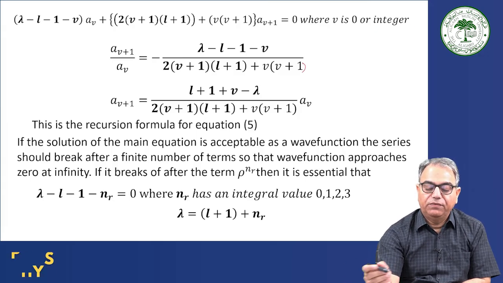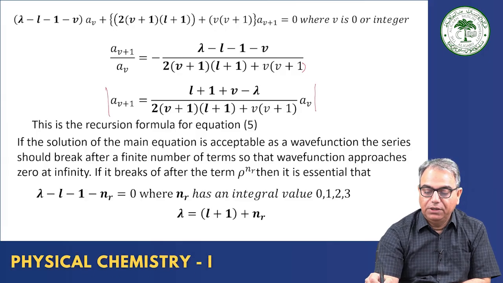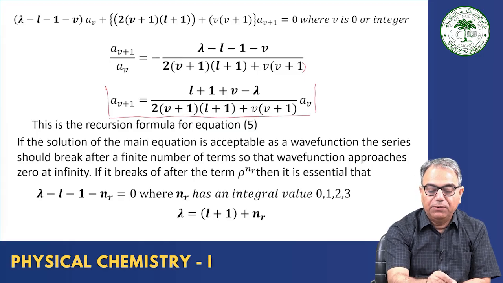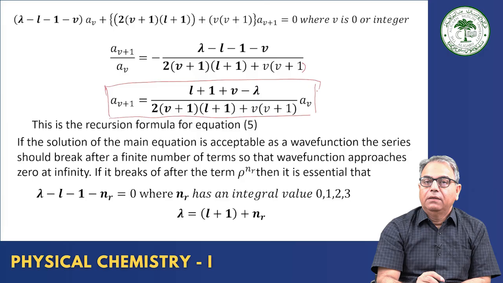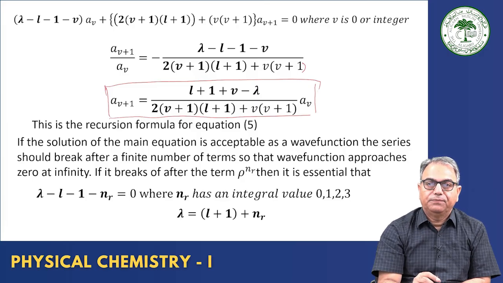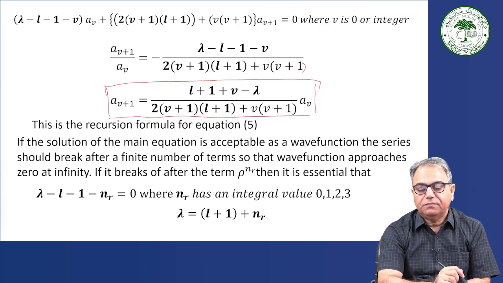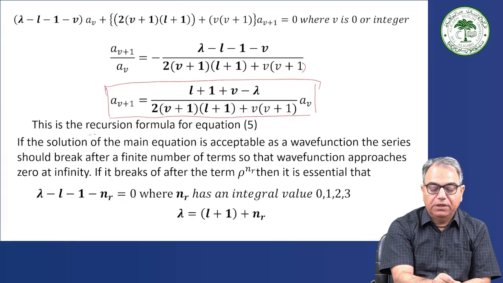Okay. So, we got this equation, and a similar equation we got in two different derivations earlier also, in the simple harmonic oscillator and in the rigid rotor, where we did the theta equation. So, at two different places we have got this equation. This is called the recursion formula, the recursion formula for equation number 5.